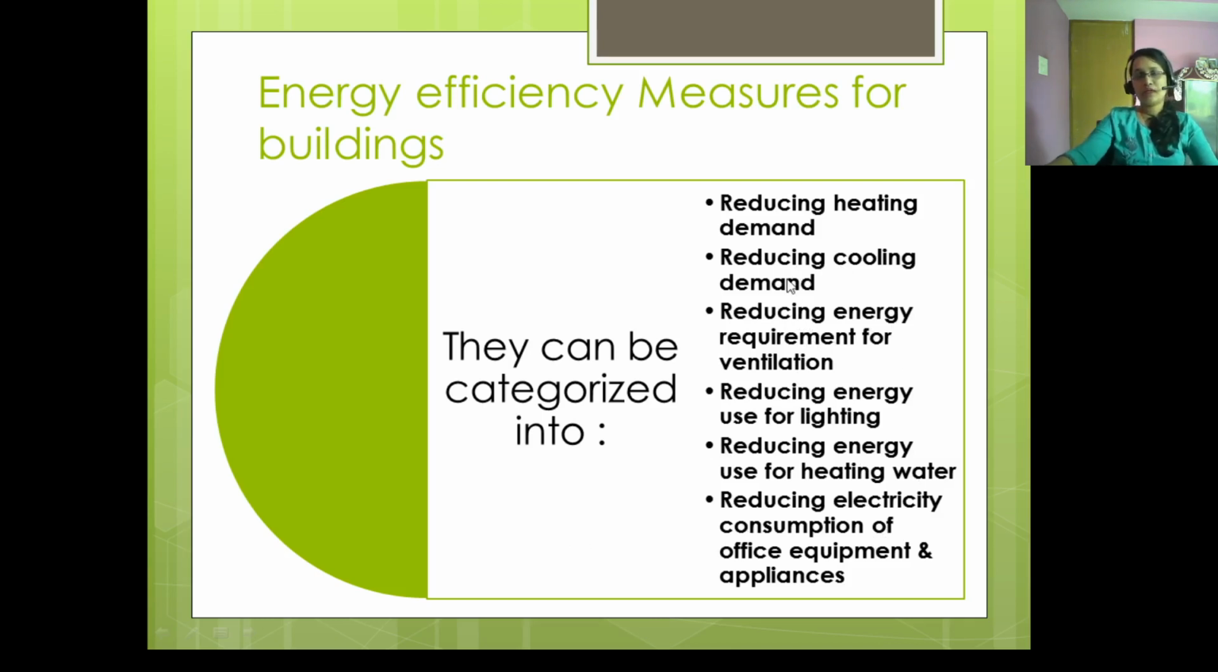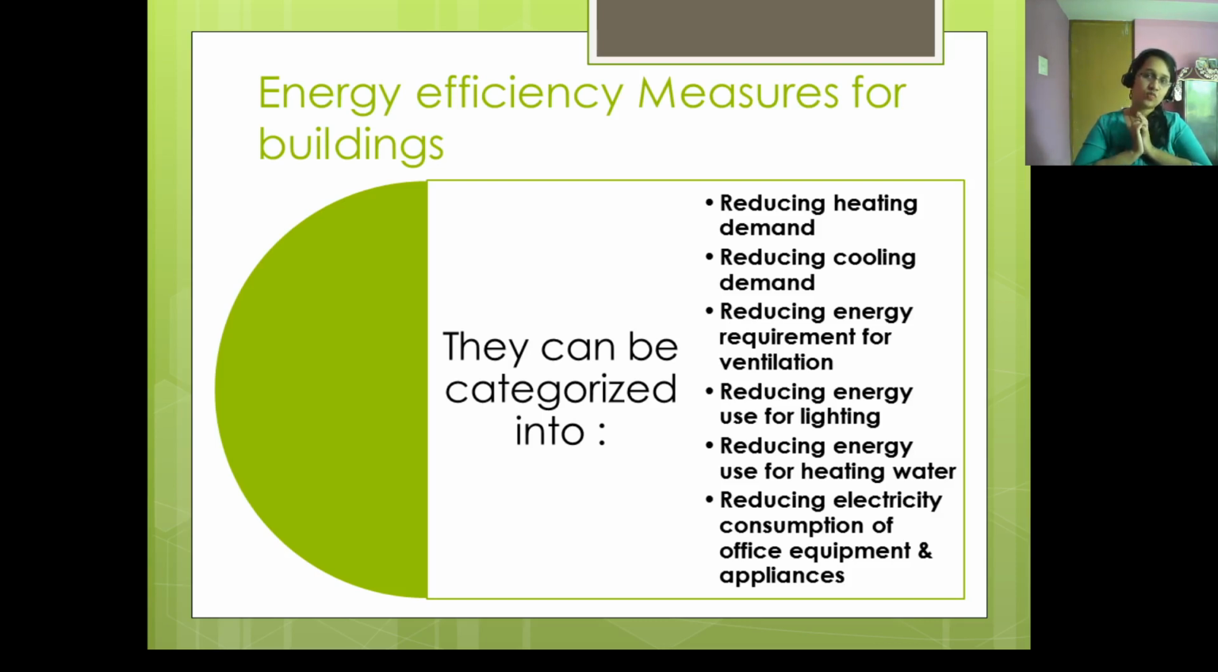Next is reducing the cooling demand, reducing the energy requirement for ventilation, reducing the energy use for lighting, reducing the energy use for heating water, reducing the electricity consumption of office equipment and appliances. So the energy efficiency measures for the building are the approaches through which energy consumption of a building can be reduced while maintaining or improving the level of comfort in the building.